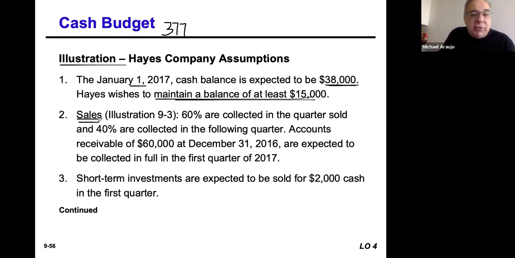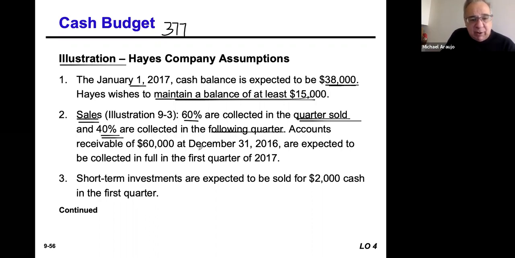Their sales are interesting because they collect 60% of the money in the quarter that they make the sale, but they collect the other 40% of that cash, and these are cash collections, in the following quarter. So for every $100 you sell right now, say it's the first quarter, you're collecting $60 in cash this quarter. You'll get the other $40 next quarter. So that's part of the cash flow that they're looking at.